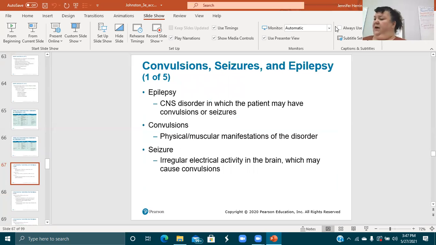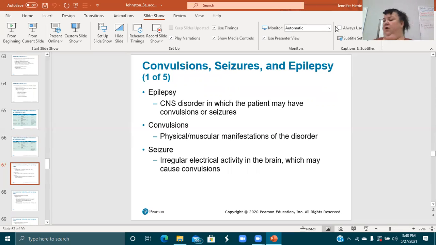Next, let's look at epilepsy. Convulsion, seizures, and epilepsy. We're going to start first with the epilepsy. This is a central nervous system disorder in which the patient may have convulsions or seizures. And I am now on page 599 in the textbook.